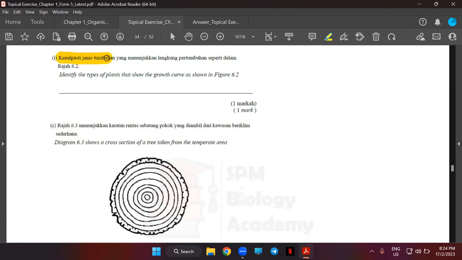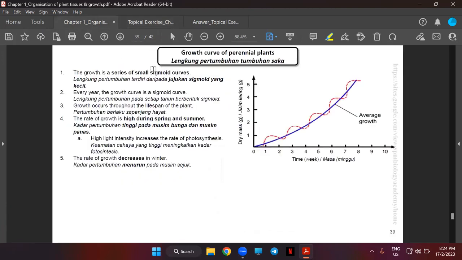So, what is the question? Kenal pasti jenis tumbuhan yang menunjukkan lengkung pertumbuhan seperti dalam Rajah 6.2. Identify the type of plant that show the growth curve as shown in figure 6.2. 1 markah sahaja. So, kenal pasti jenis tumbuhan. Maka jawapan kita ialah perennial plants. Tumbuhan saka. Itu jawapan dia.